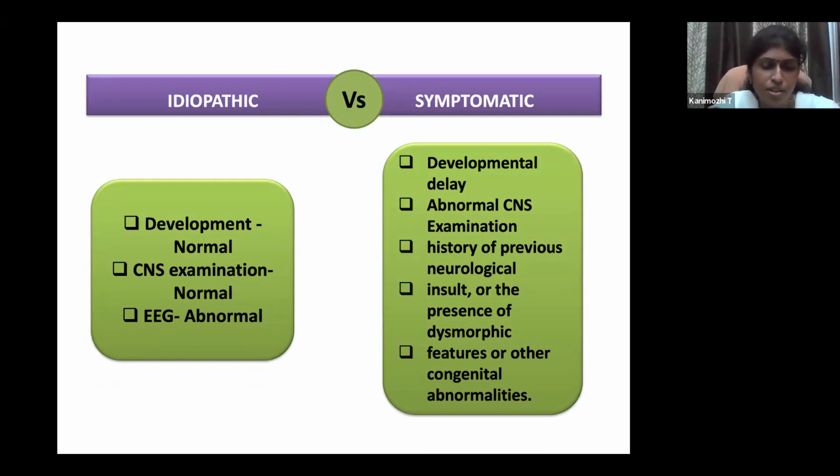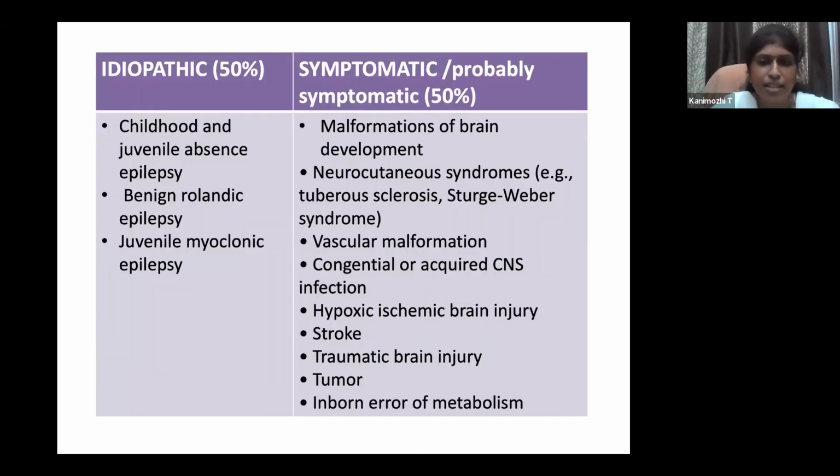Absence epilepsies, Rolandic epilepsy, myoclonic epilepsy, all these come under the idiopathic causes of epilepsy. And symptomatic will be the structural causes like malformations, neurocutaneous syndromes, vascular malformations, any previous CNS infections, stroke, trauma, inborn errors of metabolism, and tumors. These we can identify by the other investigations.